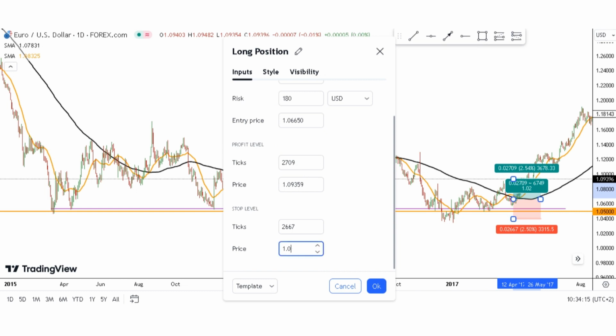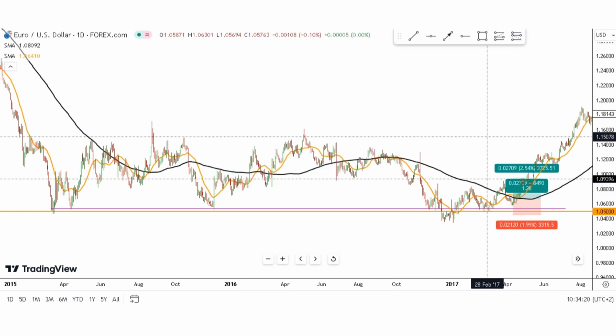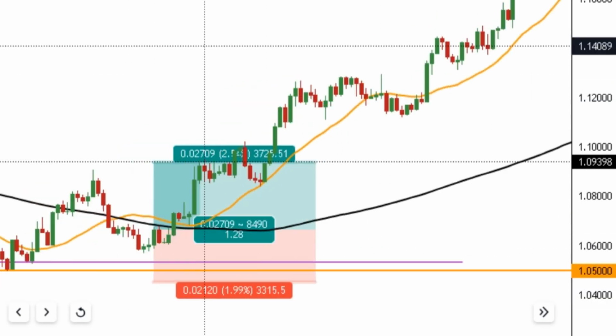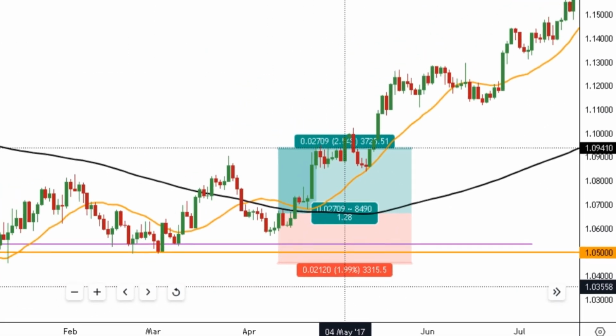So we set the stop-loss a little under that level so we don't get stopped out on a quick fake breakdown, at 1.0453, which is a 2% risk.